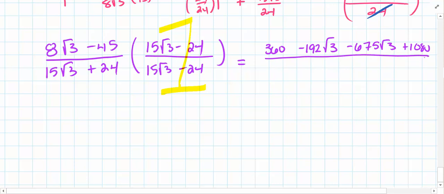All right, on the denominator, 15 root 3 times 15 root 3 gives you 15 times 15 times 3. What's that going to be? 675. And then the outers and the inners cancel for FOIL. So I have the last term: negative 24 times positive 24 is minus 576.